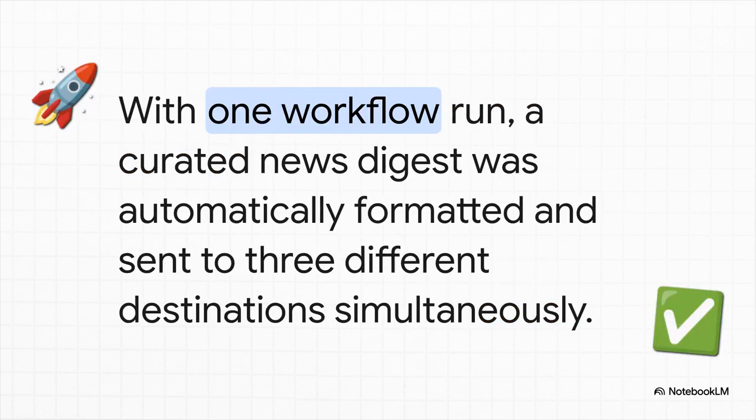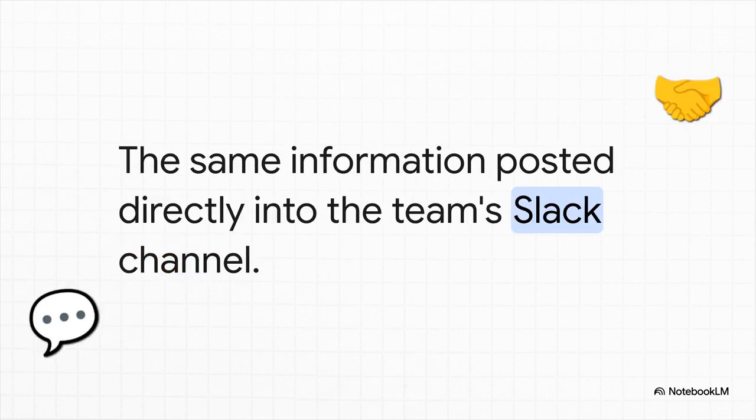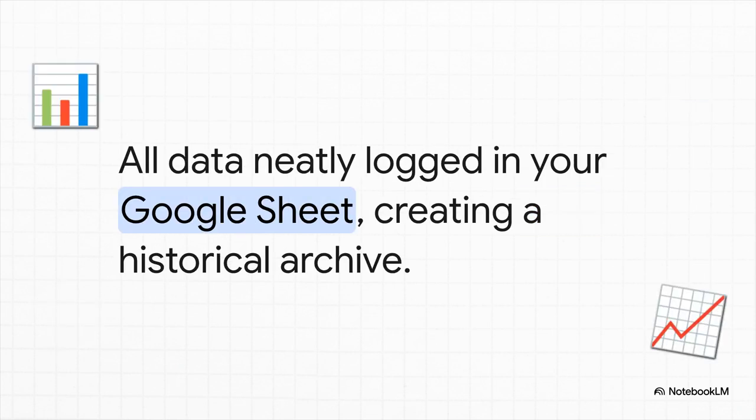So, what's the end result of this amazing AI partnership? With just a single workflow run, this perfectly curated news summary gets created and automatically sent out to 3 different places all at the same time. First up, a really clean, nicely formatted HTML digest lands right in your team's inbox. At the very same moment, that same info pops up in your team's Slack channel for everyone to see. And to wrap it all up, everything gets logged perfectly in a Google Sheet, creating this awesome historical record you can look at later. Email, Slack, and Sheets, all from one automated run.